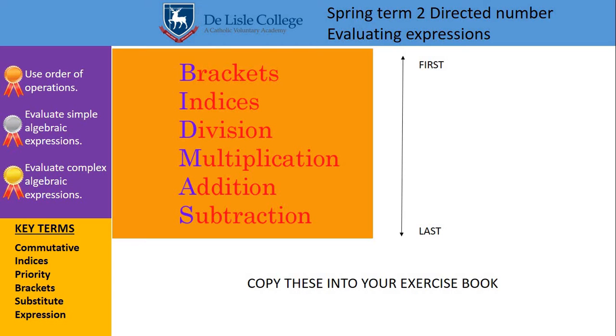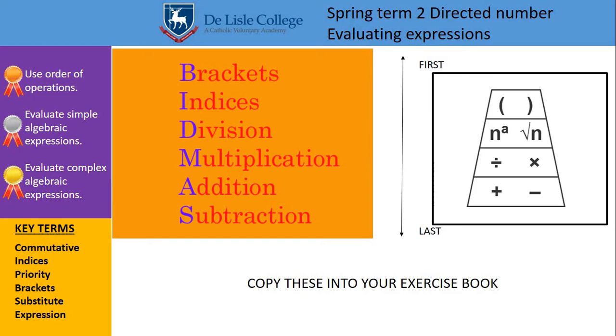D is for division, M for multiplication, A for addition, S for subtraction, and it's your order of operations. So you work from the top B all the way down to S last, working through in that order through a calculation. Okay, so there's your trapezium again there as well to show that, your brackets, indices, division, multiplication, addition and subtraction. If you now pause the video and make sure you've got both pieces of information down, the writing and then that diagram alongside to make it clear.